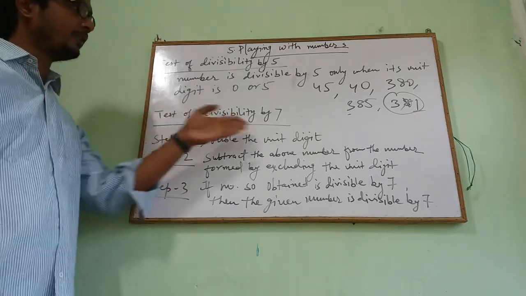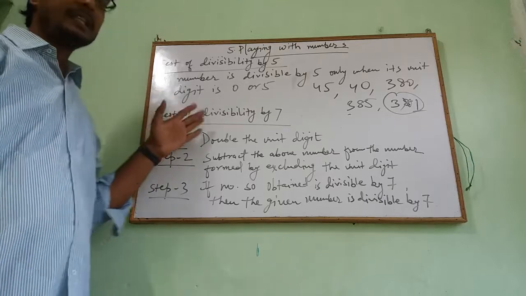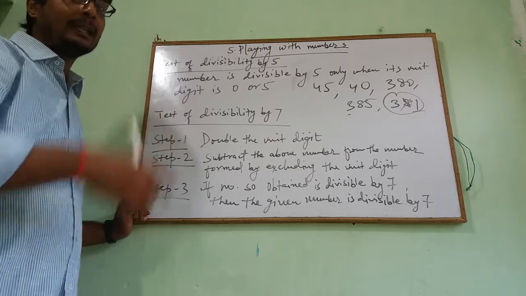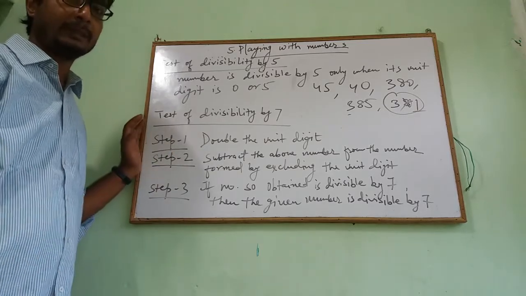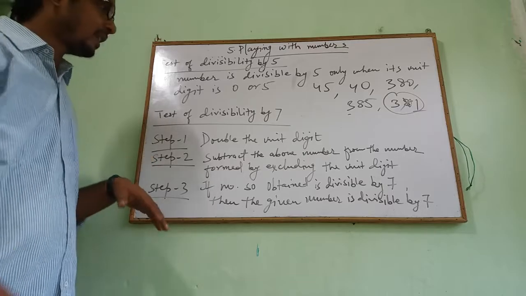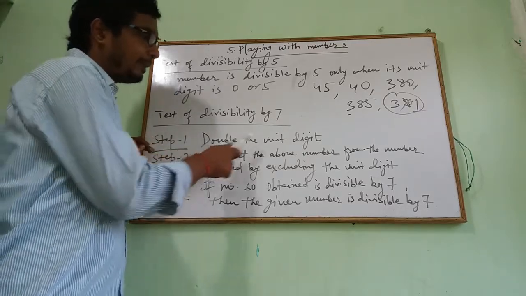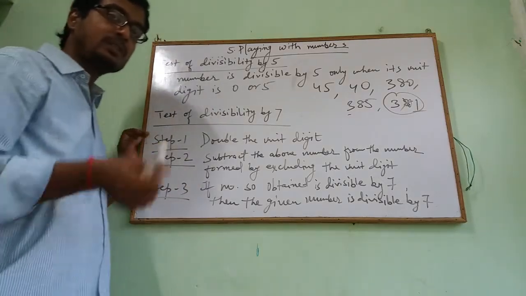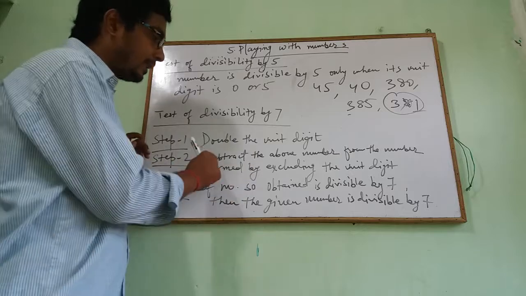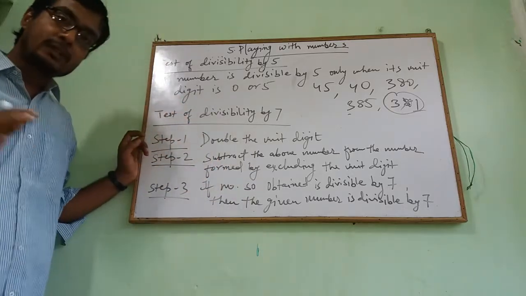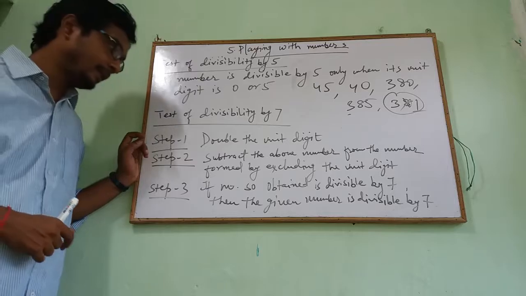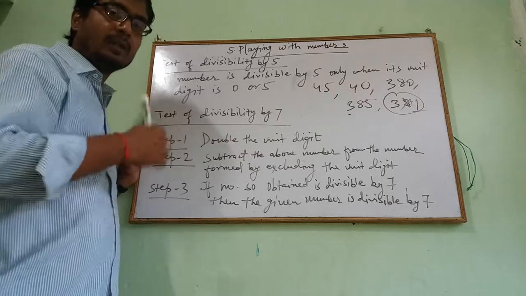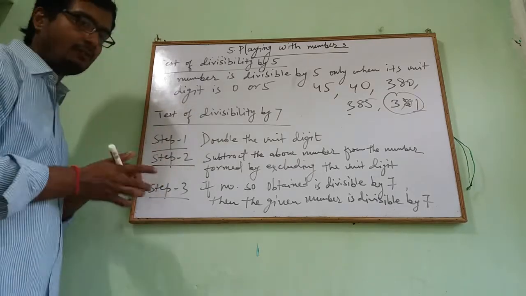Now let's start with the test of divisibility by 7. A number is said to be divisible by 7 if we apply the following steps and the result is divisible by 7, then the whole number is divisible by 7. So what are these steps? First of all, we have to double the unit digit. Then after doubling the unit digit, we have to subtract it from the number which is formed by excluding the unit digit. And if the number obtained by subtracting is divisible by 7, then the whole number is divisible by 7. Let's take one example.